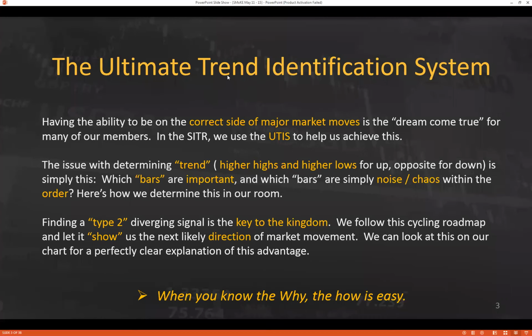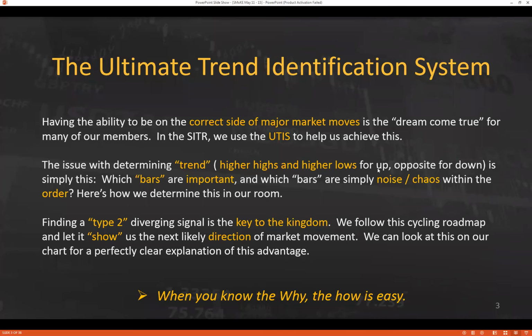And we have several ways. I'll show you what it is and you can decide if it would benefit your trading or not. But having the ability to be on the correct side of major market moves is sort of like a dream come true for many of our members. And in our room, the Stock Index Trading Room, we use the ultimate trend identification system to help us achieve this.